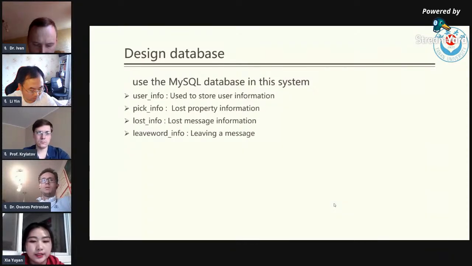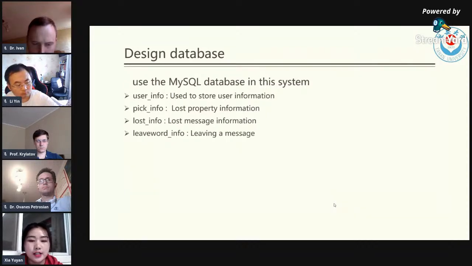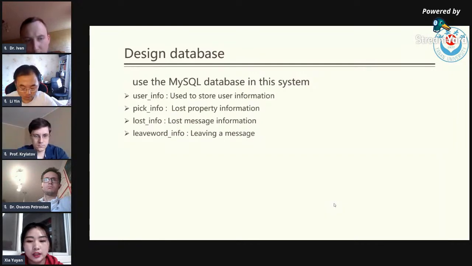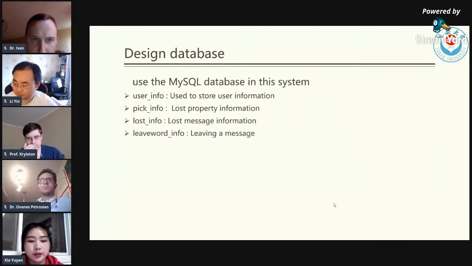Next page, design of the database. The system adopts the SQL Server database, designing tables according to the division of function models and the classification of related information. Four tables can be established, which are the user information table, the lost and found information table, the lost and reported information table, and the message information table. The table information is as follows.